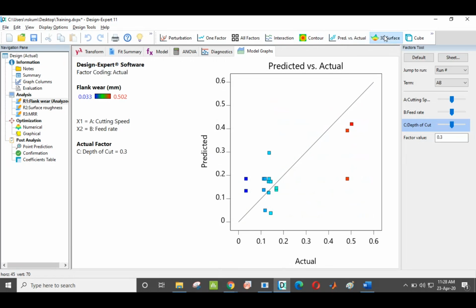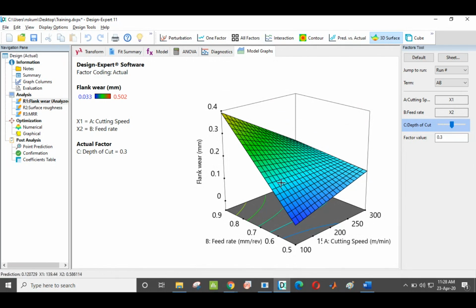Then comes the 3D surface. So this is the 3D surface. So with the increase in feed rate, a linear increase in flank wear is observed. But similarly, with increase in cutting speed, flank wear tends to increase linearly. But the interaction effect produces lower flank wear.